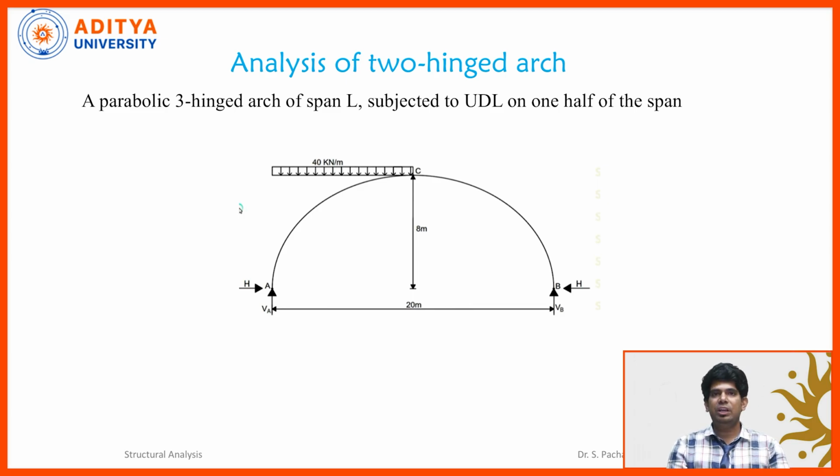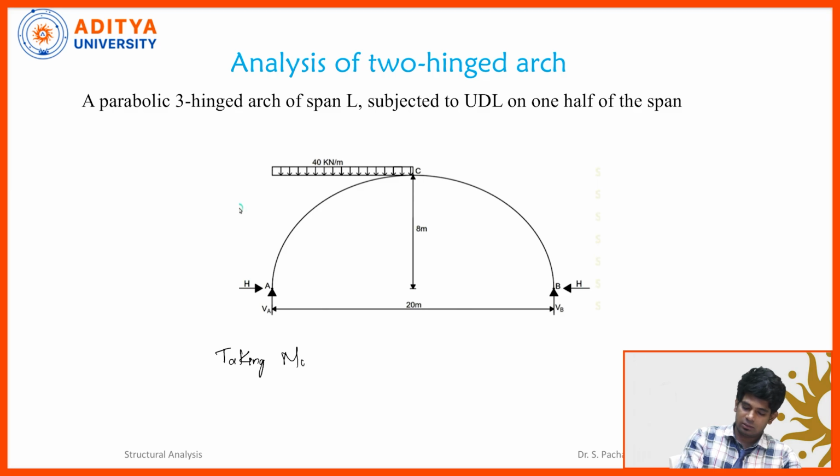Now, first we need to calculate the reaction force. We cannot take the reaction force as 40 multiplied by the span and then divided by 2, because this is an unsymmetrically loaded 3-hinged arch. So, we need to take the moment at the support B. Taking moment at B equal to 0.